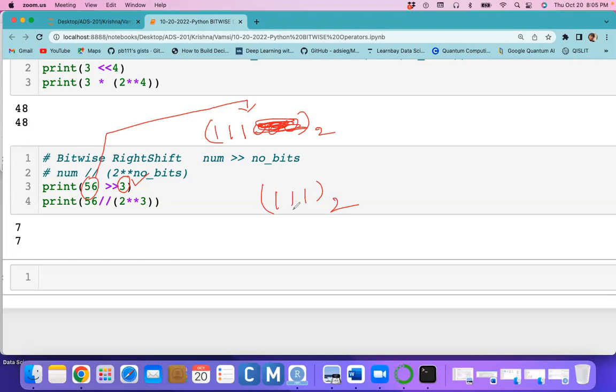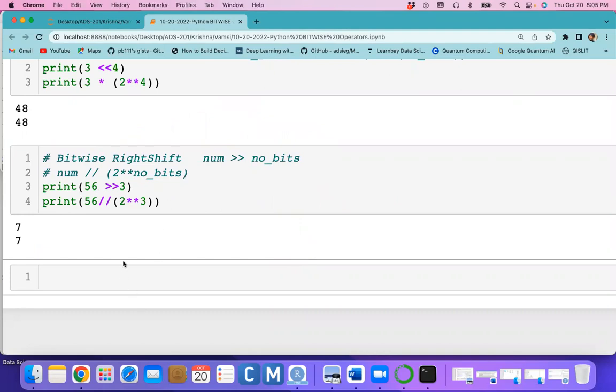Okay, 111 is the result. So triple ones, if you convert into decimal, it would be 7 only. This is 2 power of 0, this is 2 power of 1, this is 2 power of 2. 2 power of 2 is 4, and 4 plus 2 is 6, 6 plus 1 is 7. So the resultant will be 7 only, right? Clear? So this is the process. Either you can remember the process, or you can remember the formula as well.